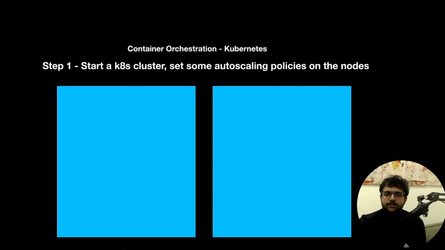Step 1 remains the same. Starting a Kubernetes cluster which has some auto scaling policies on it. Okay, if the load increases, increase the number of nodes. Load decreases, decrease the number of nodes. I repeat, nodes are auto scaled based on some policies.